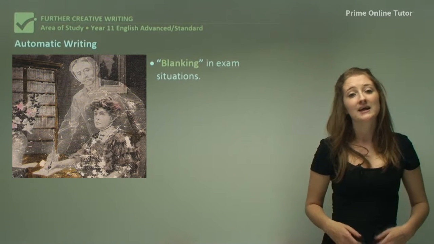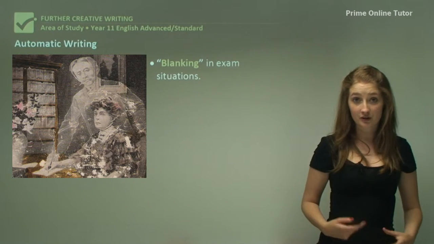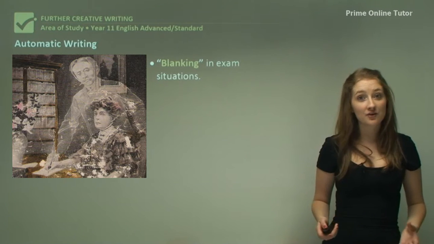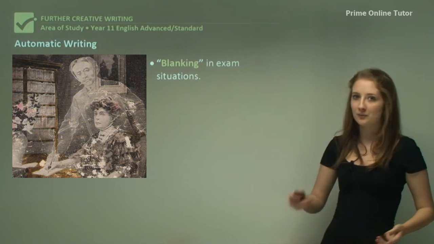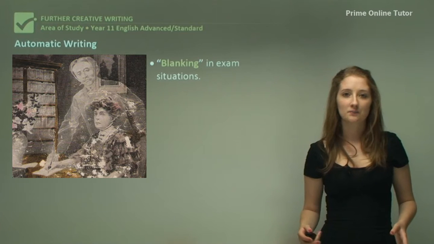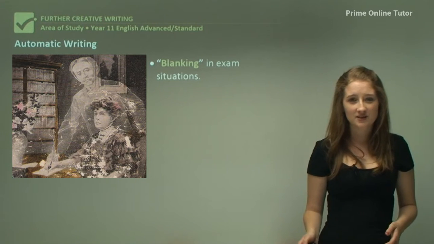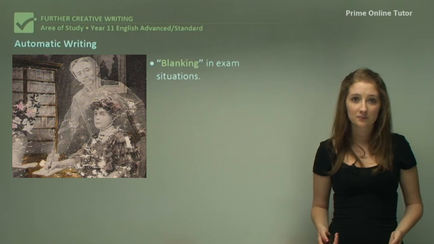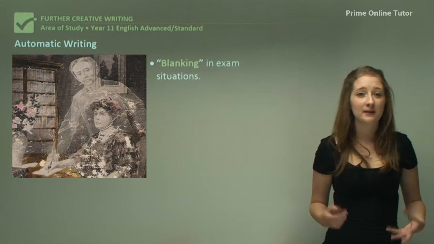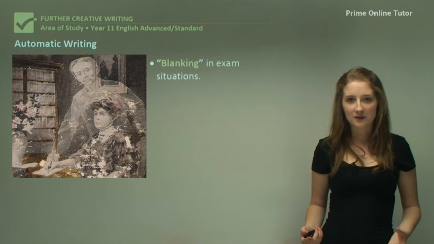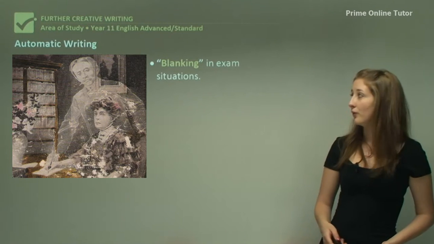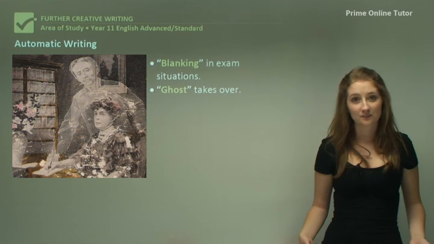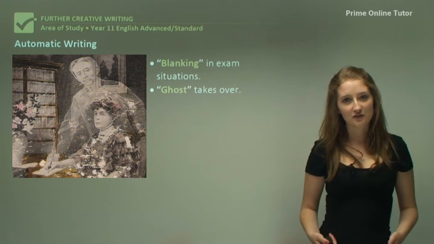Automatic writing is another thing which you can use in order to increase the quality of your writing. Now, we've all been in those situations where we get into an exam and we seem like we're going to blank. Perhaps you look at your creative writing stimulus and it really has nothing to do with the story that you've prepared. However, instead of completely blanking and not writing anything down, the technique which you can employ is called automatic writing, or ghost writing, where the ghost inside you takes over.